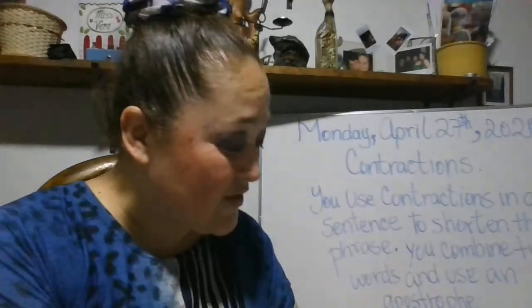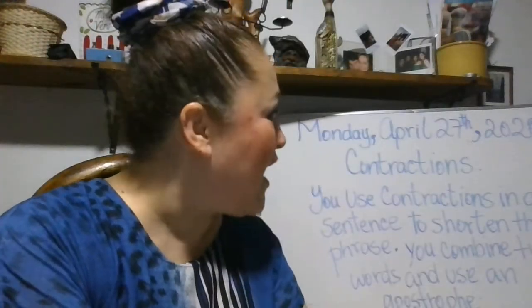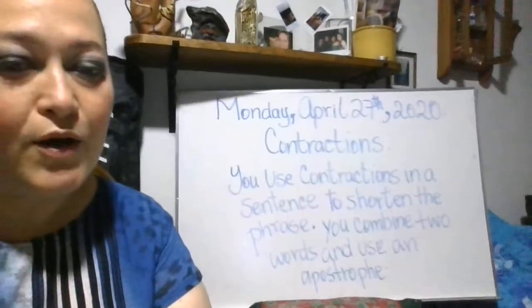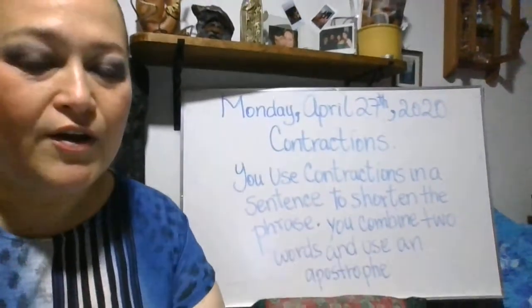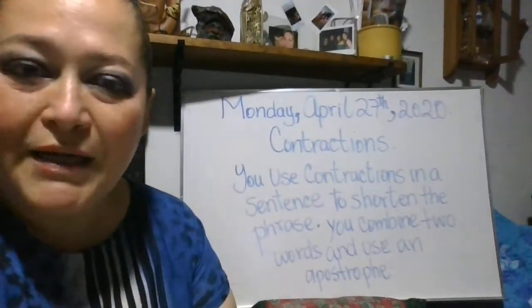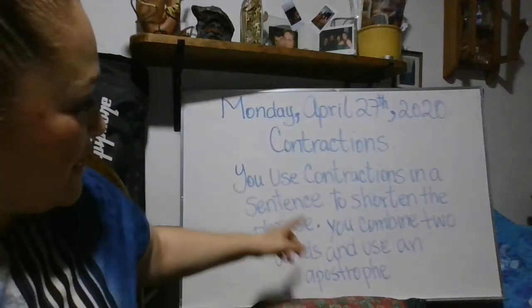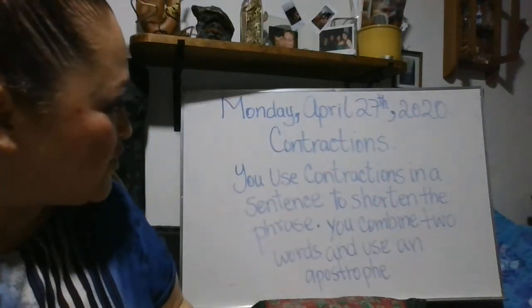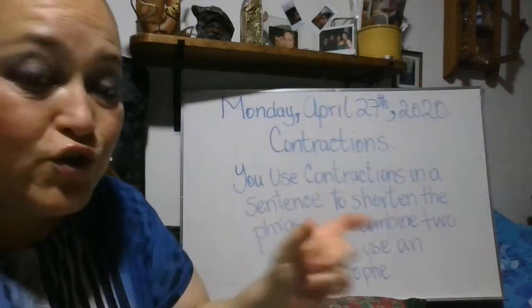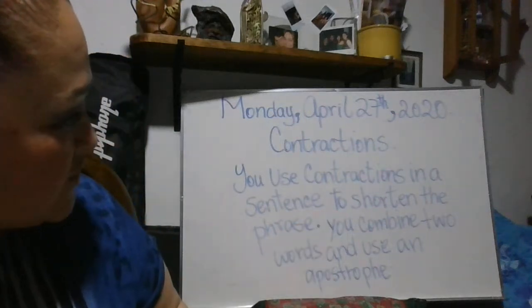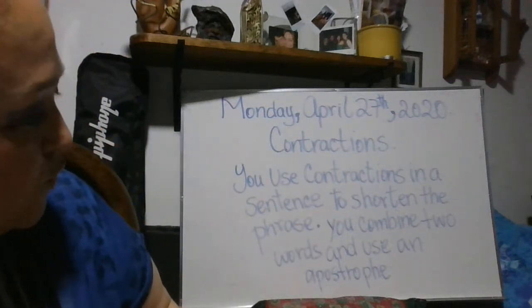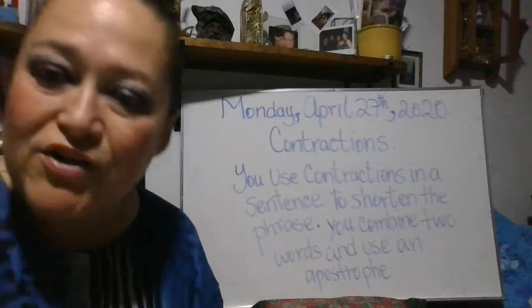And now, guys, it takes turn to talk about contractions. What does it say in the mini whiteboard? It says you use contractions in a sentence to shorten the phrase. You combine two words and use an apostrophe.